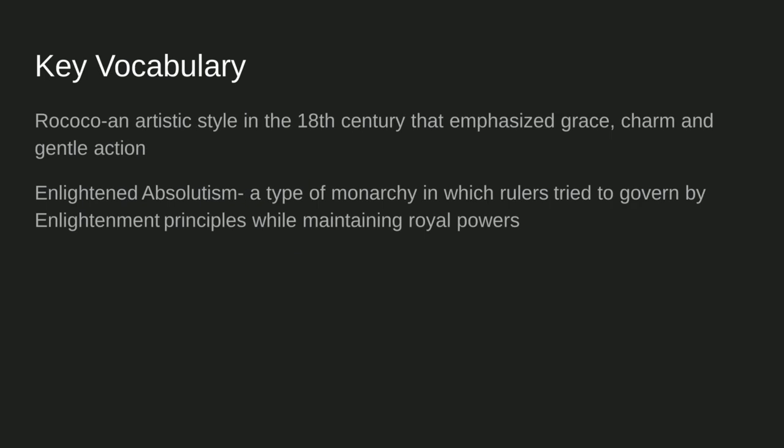Some of the key vocabulary, two big ones here. The word Rococo was an artistic style in the 18th century that emphasized grace, charm, and gentle action, and we're going to be looking at some of that. And then the word enlightened absolutism. This is a type of monarchy, and remember, a monarchy is a king or queen, in which rulers tried to govern by Enlightenment principles while maintaining their royal powers. And we're going to look at who some of those enlightened rulers might have been.